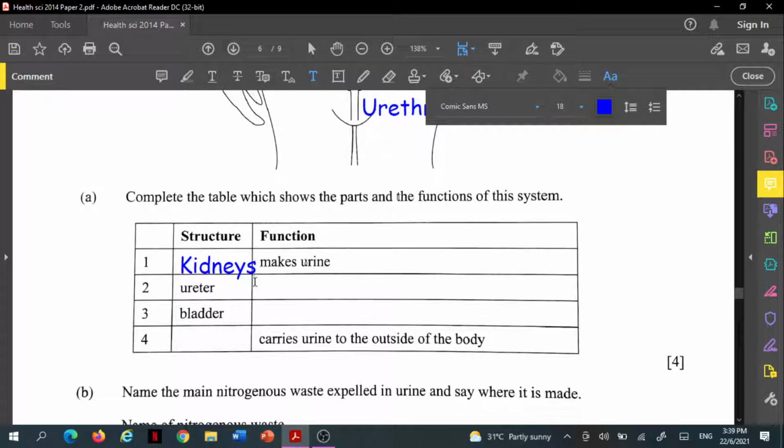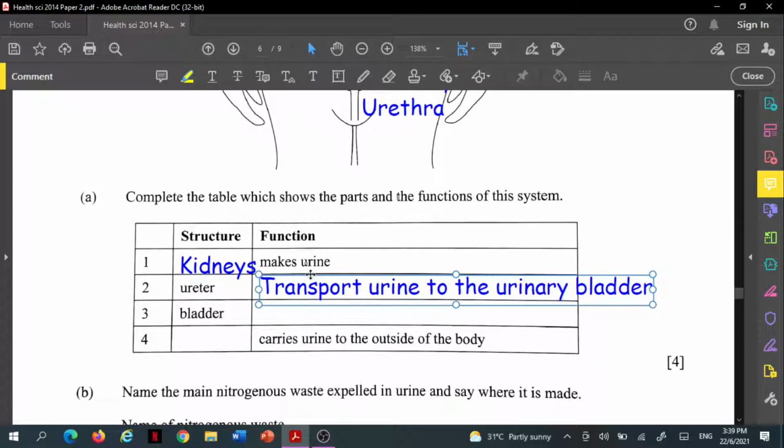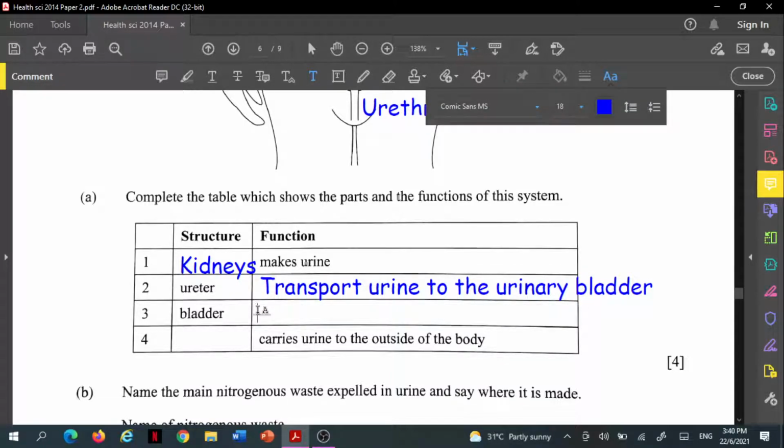So right here, I'm going to put that the purpose of this is to transport urine to the urinary bladder. That's a function of the ureter. Now, the function of a bladder, let me just adjust this a little bit to create some space. Great. So now I'm going to put that the function of a bladder is to store urine. Great. And now number 4 is it carries urine to the outside of the body, and the urethra does this. So the urethra is the last tube that will take urine to the outside of the body.